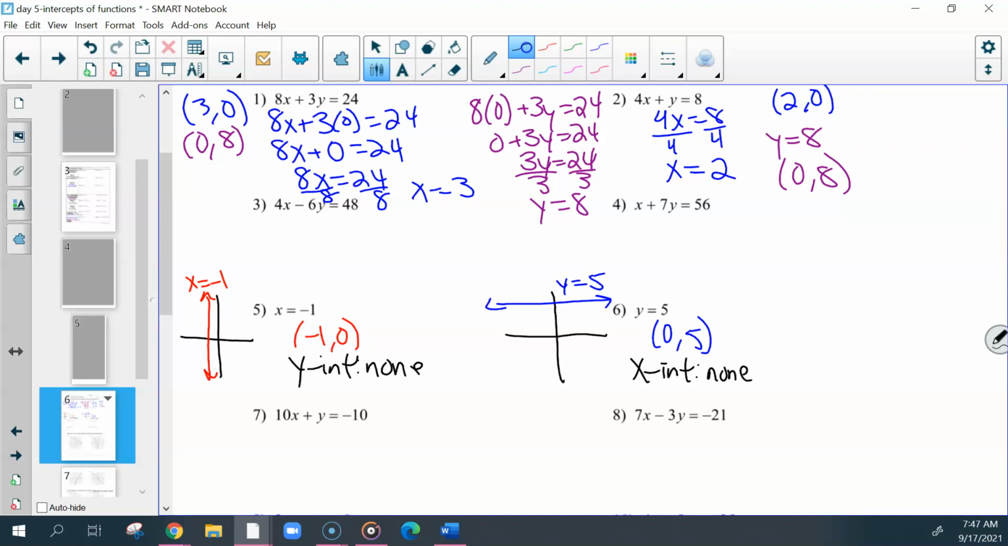So again, if this line were at y equals 0, it would cross all of your x's, infinitely many. You'd have infinitely many solutions, but that would not be one of these type of questions.